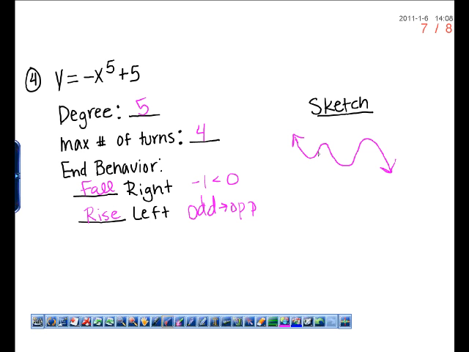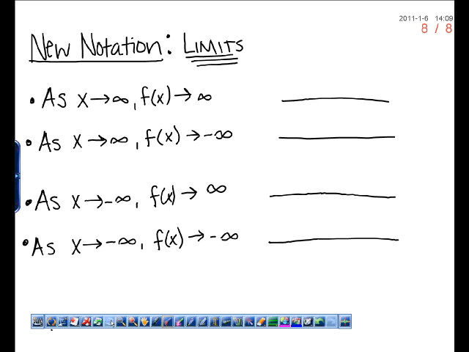Okay? All right, so we're going to touch on one last thing today. We've been using this notation, rise right, fall left, those words, and that's great. But there's a little bit different way to say the exact same thing. That's going to be this new notation, which is limits. Limits are going to be a really big idea in calculus, so we're just introducing them super basic here, just so you start seeing them.